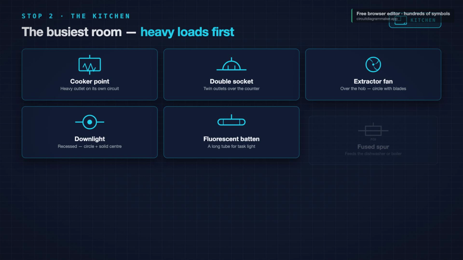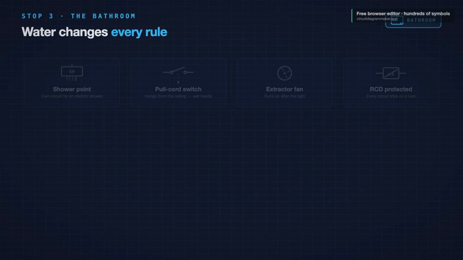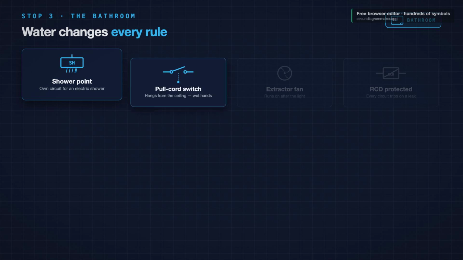The bathroom next, and the rules change because water changes everything. The big one is the shower point, a heavy outlet on its own circuit for an electric shower, drawn like the cooker point, but labeled for the shower. Notice what is missing: no ordinary sockets. On a bathroom plan, you will not see the standard socket symbol near the bath, because regular sockets are not allowed there. So how do you switch the light?